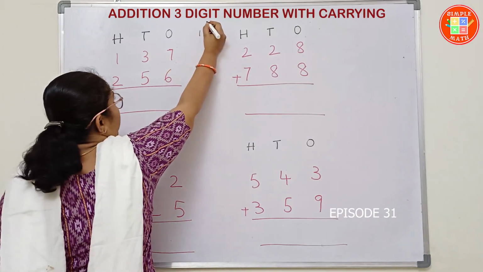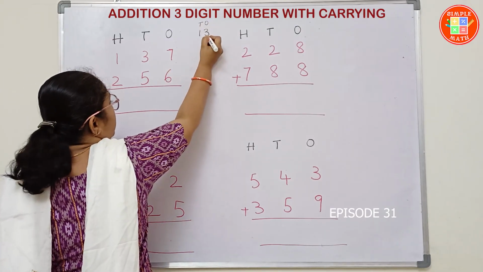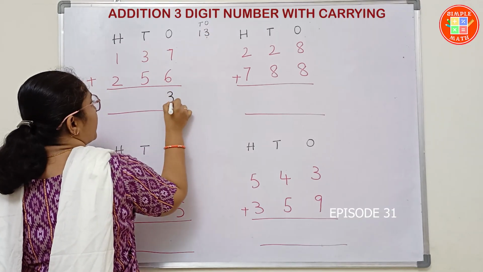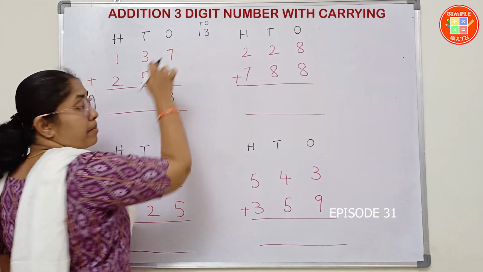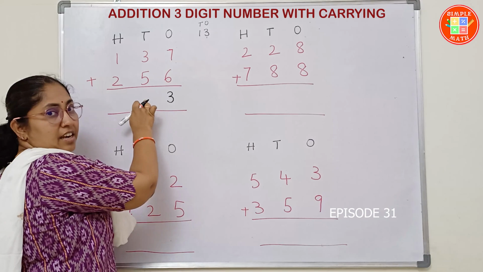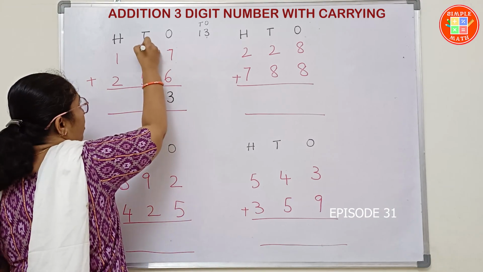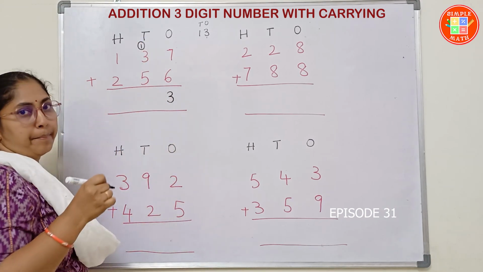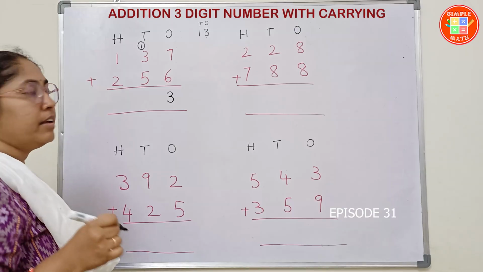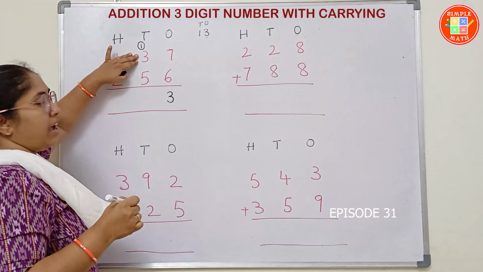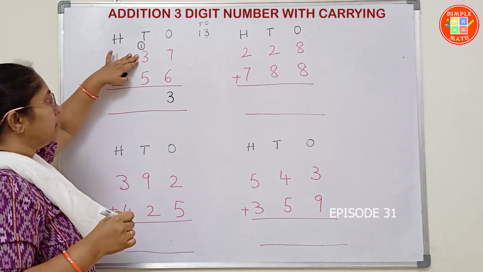Mark the ones column and tens column. The ones column number will go to the ones column. The tens column number will go to the tens column. Do we write 1 here? No. It will go here on the top in the tens column. Now start addition in the tens column.